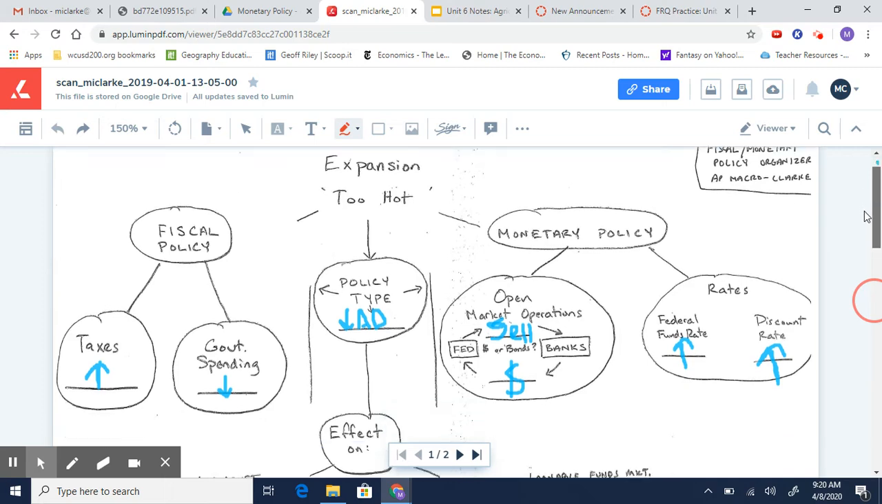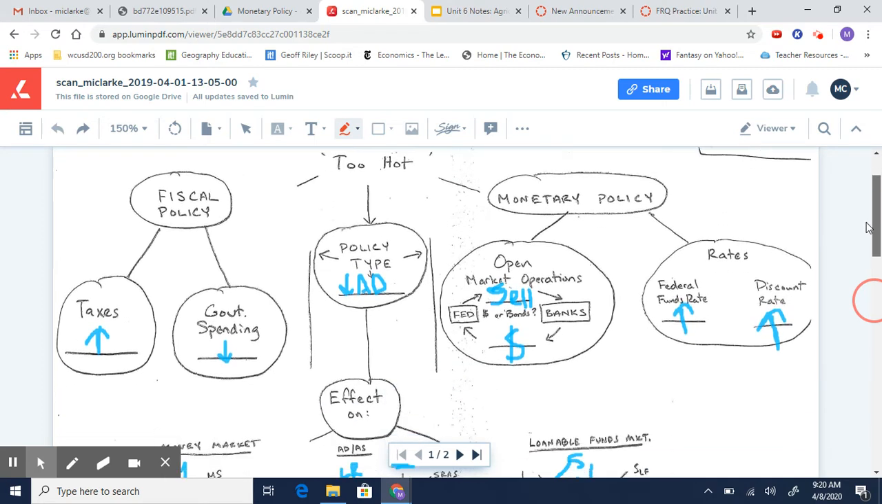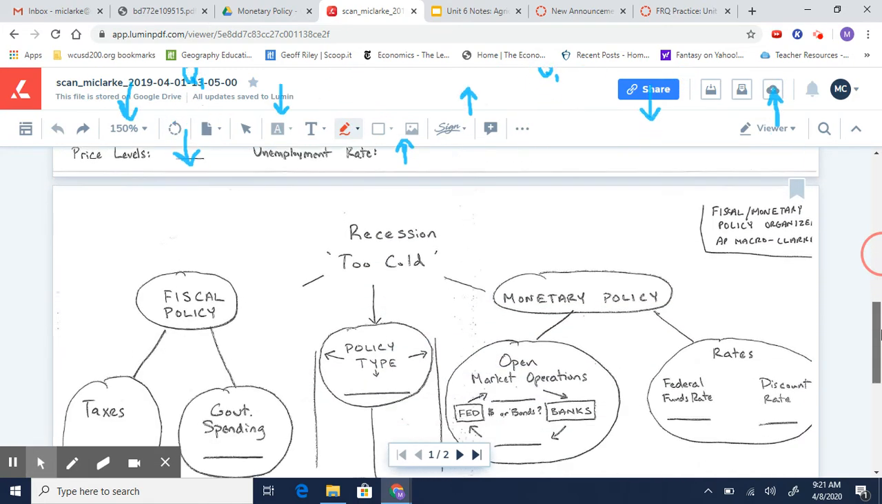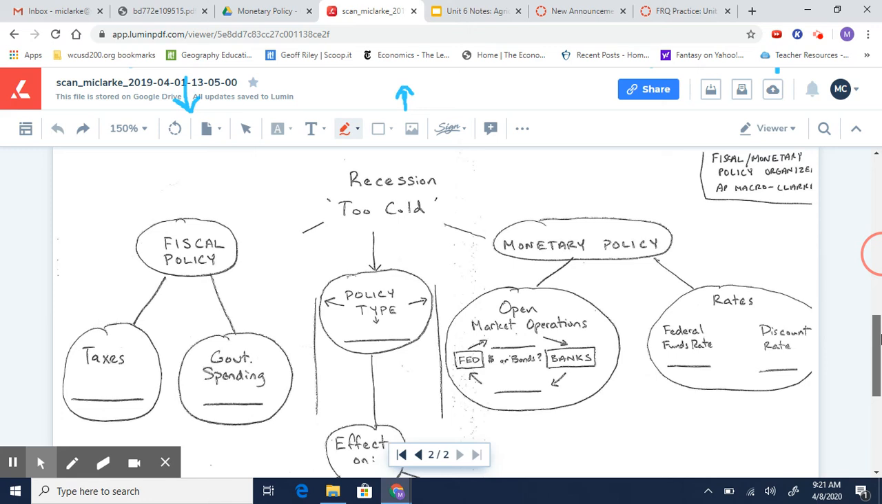policymakers do when there's an expansion, when we're in an expansionary gap. And keep in mind, this graph that I drew here was wrong. This is the point you want to start with, and your long run curve should be right here. So just ignore this. This is where you're starting, and this is where you're finishing. Okay? Any questions on that, just email me or put them up in the Google Meet that we'll do.